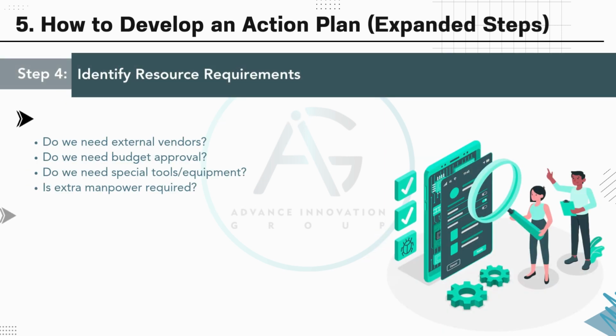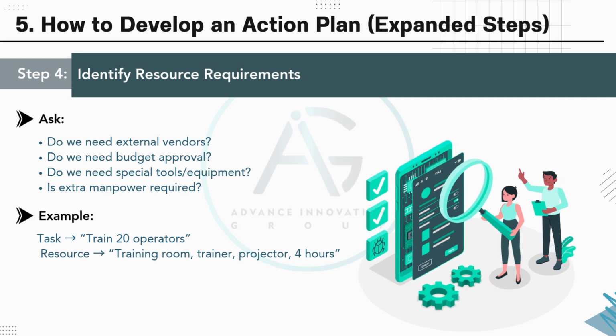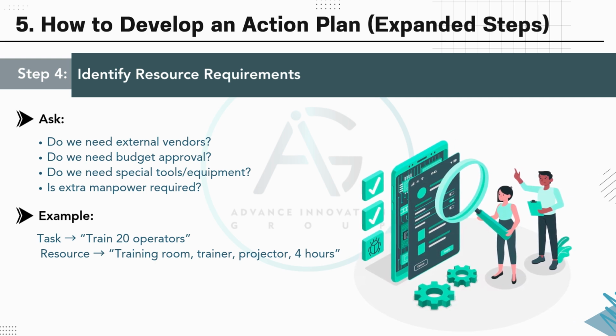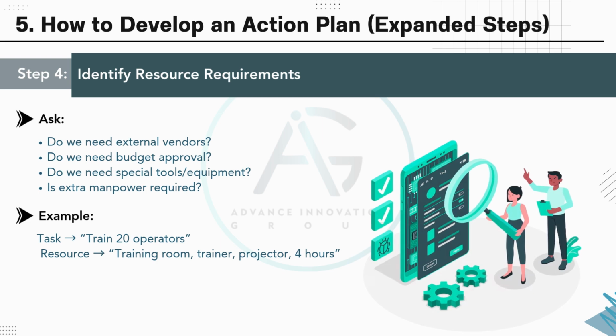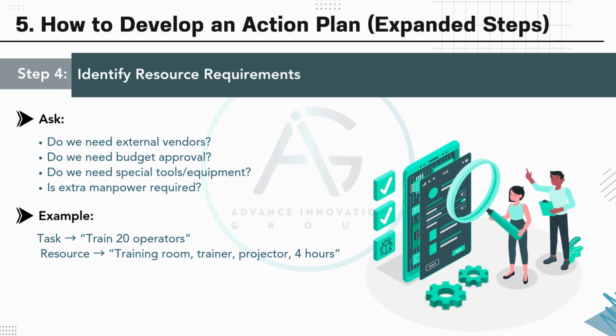In Step 4, identify what resources are needed to execute each task. Ask questions like, do we need external vendors, budget approvals, special tools, or extra manpower? For example, if the task is train 20 operators, the resources might include a training room, a trainer, a projector, and about 4 hours of time. This helps avoid delays and ensures readiness before task execution.